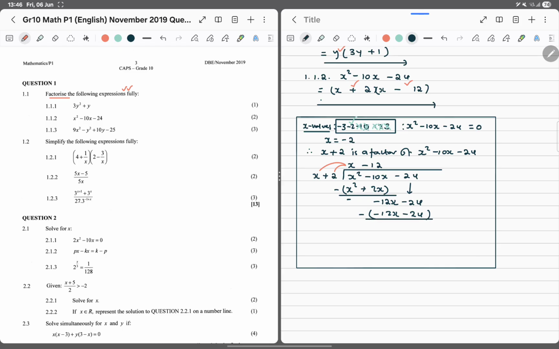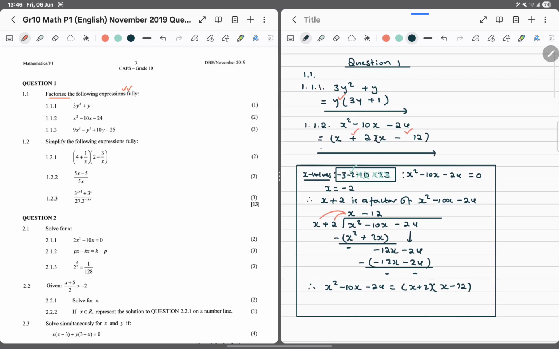So what do we do now? Minus 12 plus 12 is 0. Minus 24 plus 24, that's 0. So it means basically x squared minus 10x minus 24 is going to be our divisor times the quotient. As you can see, this uncovers these factors nicely for us.